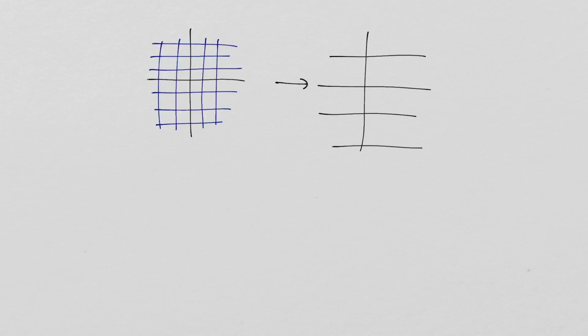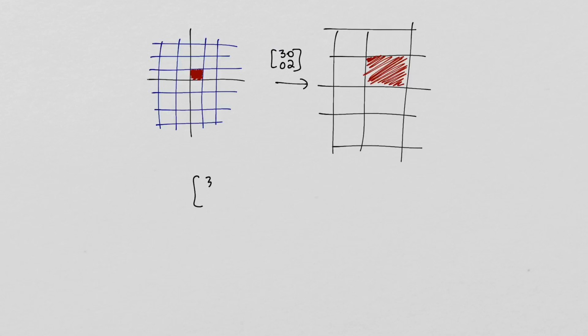The action of a matrix like 3, 0, 0, 2 is easy to understand because we can think of it as scaling along the x-axis followed by scaling along the y-axis. Then we can say that the inverse of this matrix is the matrix which scales by a factor of 1/3 along the x-axis and a factor of 1/2 along the y-axis.